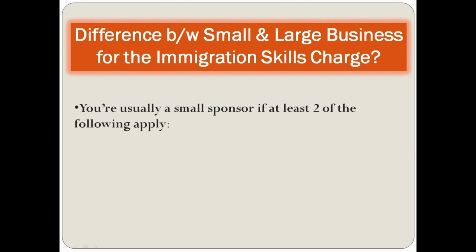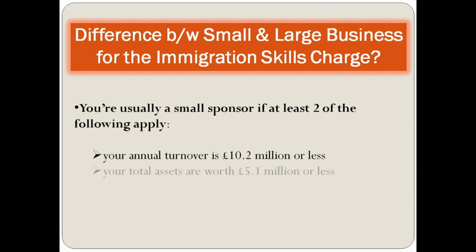Now let's discuss the difference between small and large business for the immigration skill charge. If you're running a small business, then it's different. If you're running a large business, then it's different. You are usually a small sponsor if at least two of the following apply: your annual turnover is 10.2 million or less, your total assets are worth 5.1 million or less, you have 50 employees or fewer. If you come under this category, then you will be applying for the small sponsorship license.